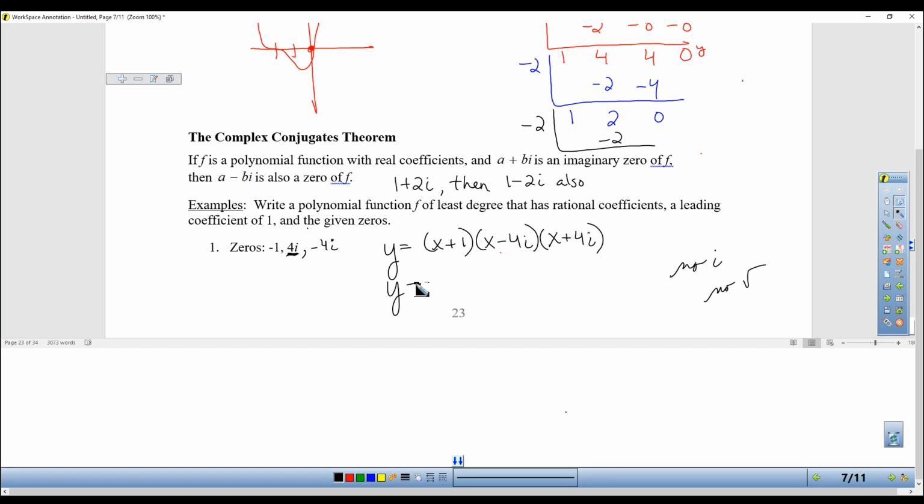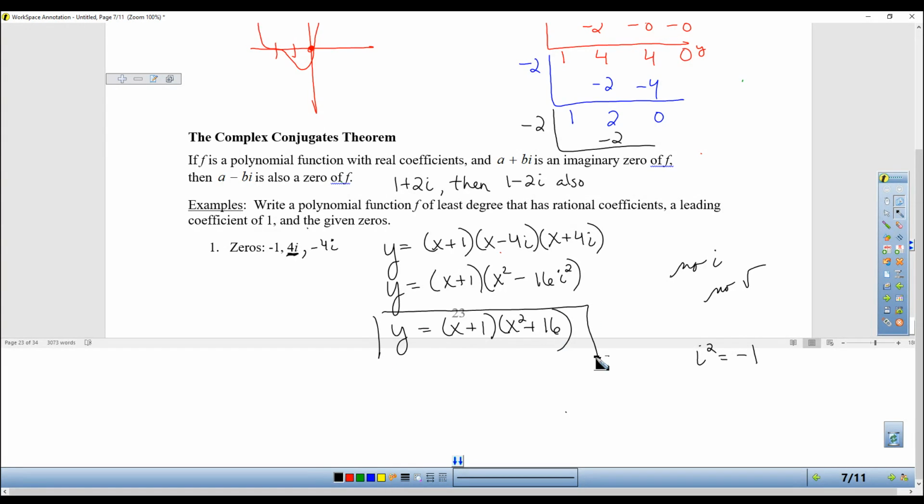So we are going to do a little bit of multiplying out, but fortunately they're conjugates, which makes it very easy. The first times the first, the inners and the outers cancel, and then the last times the last is negative 16i squared. But remember that i squared is equal to negative 1. So this is really negative 16 times negative 1, which becomes x squared plus 16. Again, your book is going to multiply that out further, but you don't need to. I'm perfectly content with that answer.